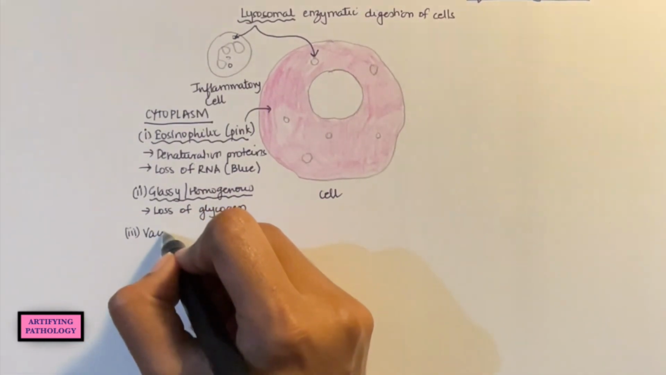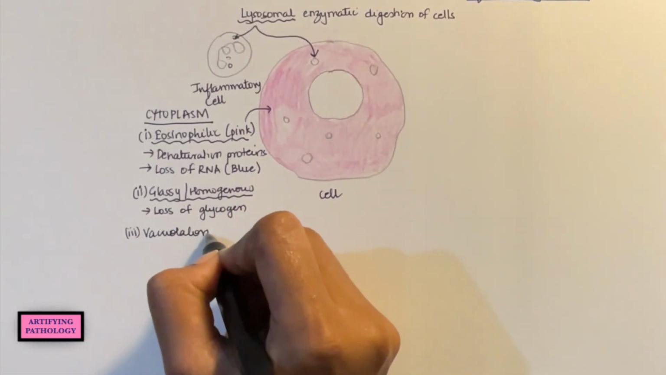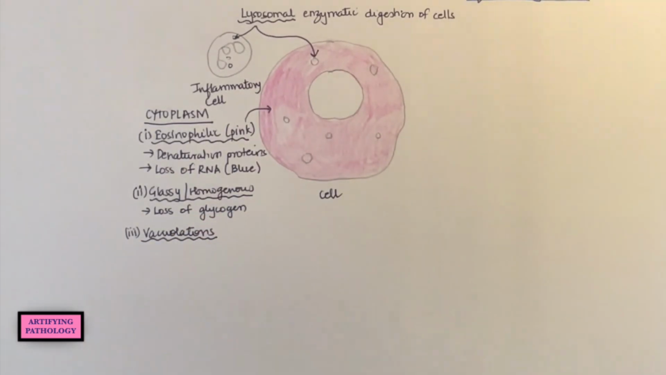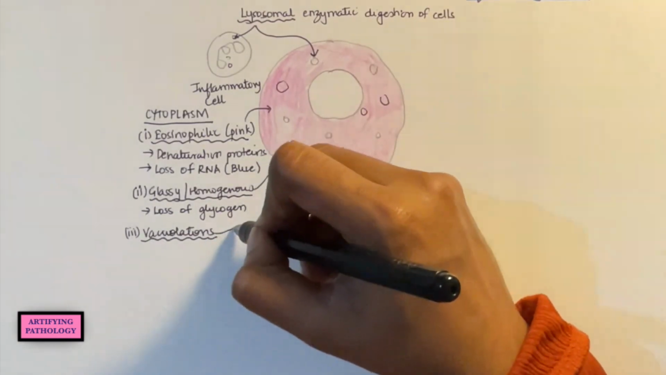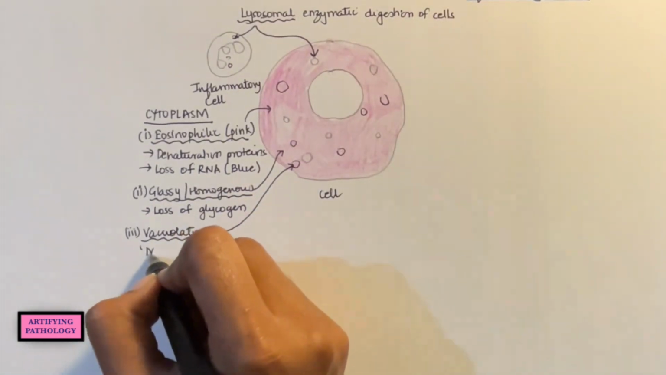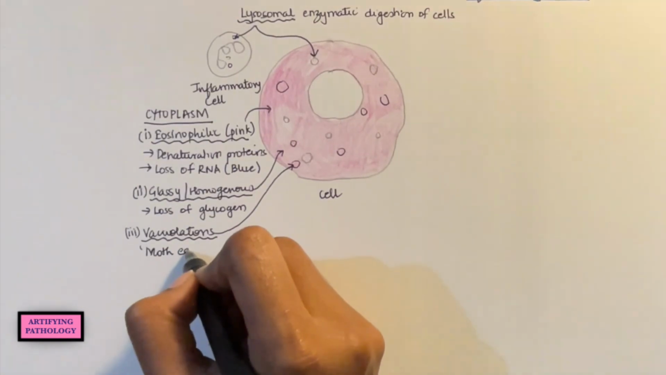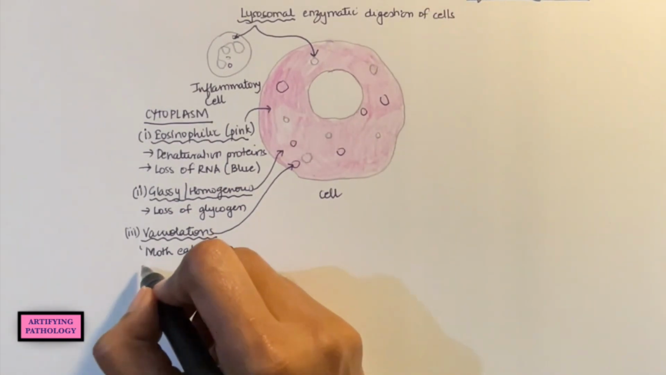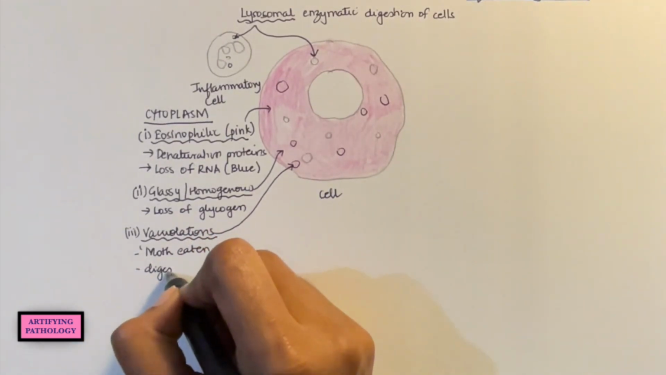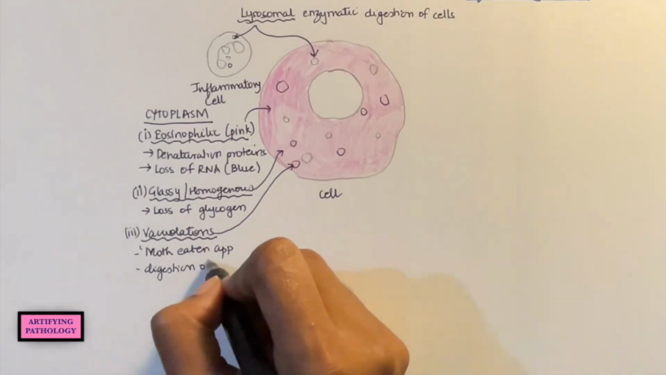The third is there is vacuole formation. So these vacuoles accumulate in the cytoplasm. It is because of hydrolytic enzymes, and it often gives the cell a moth-eaten appearance. It is mainly because of the digestion of various cell organelles.